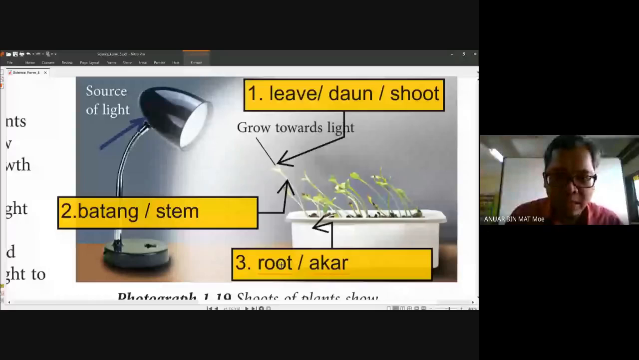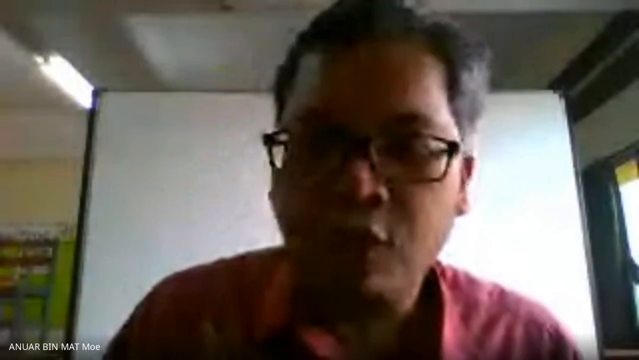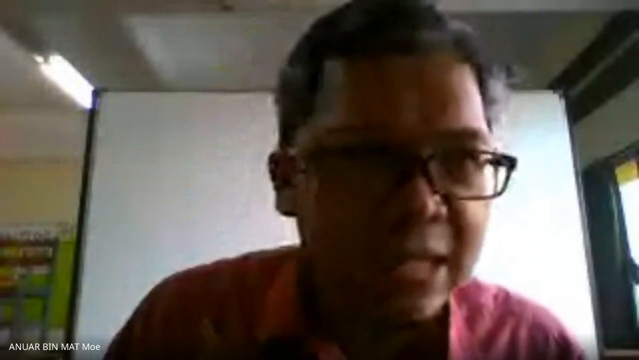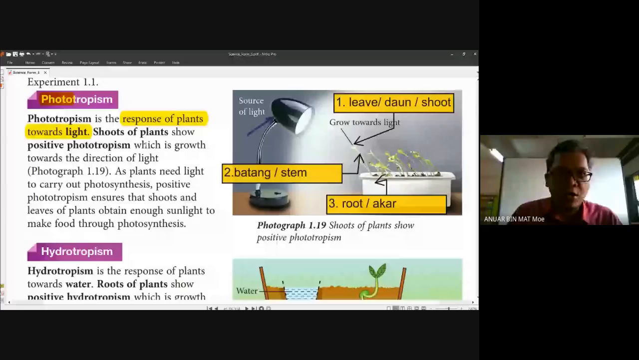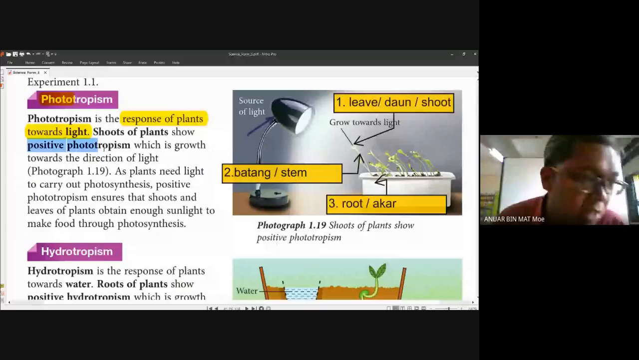Phototropism here. Phototropism here is the response of the plant towards the what? Respond the plant towards the light. Dia pergi kepada cahaya. Okay, so the shoot of the plant, we call it positive phototropism.